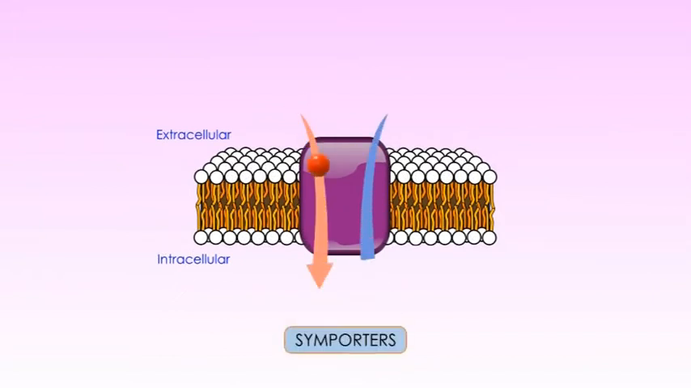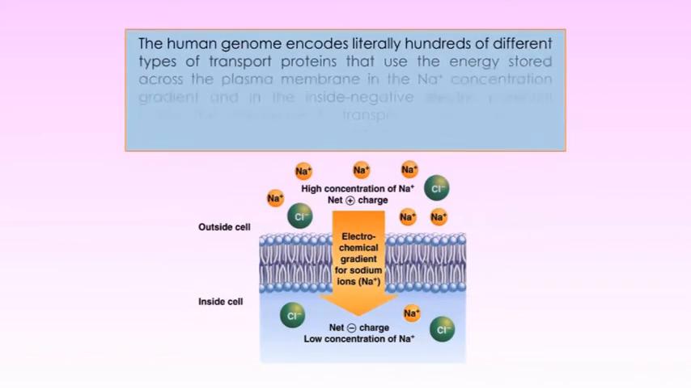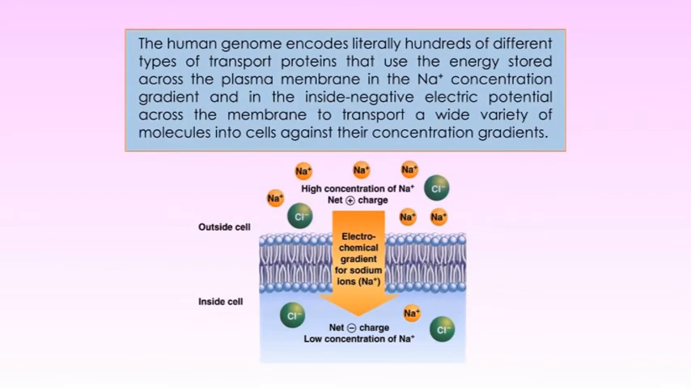Let's look at symport. In symport, the direction of transport is the same for both the driving ion and the driven ion or molecule, into the cell or out of the cell. Mammalian cells express many types of sodium-coupled symporters. The human genome encodes literally hundreds of different types of transport proteins that use the energy stored across the plasma membrane in the sodium ion concentration gradient and in the inside-negative electric potential across the membrane to transport a wide variety of molecules into cells against their concentration gradients.